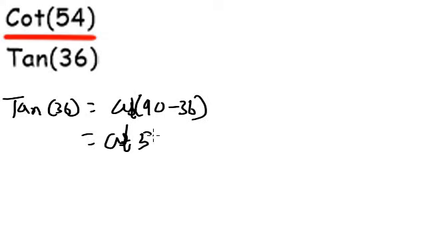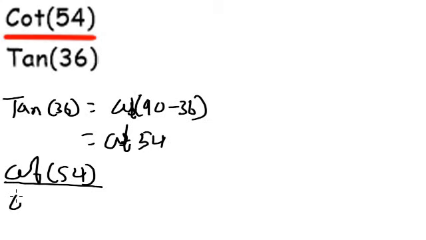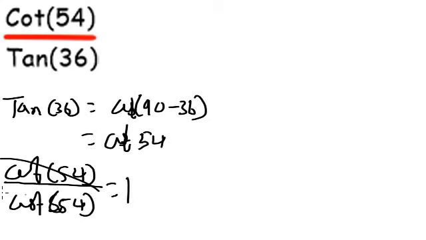That will be 54. And finally, if I substitute cot 54 for tan 36, then I'll end up with cot 54 divided by cot 54, which will result in 1. You can always confirm your solutions with a calculator if you have the privilege. And this is how to deal with problems involving trigonometric ratio of complementary angles. Hopefully you find this helpful.